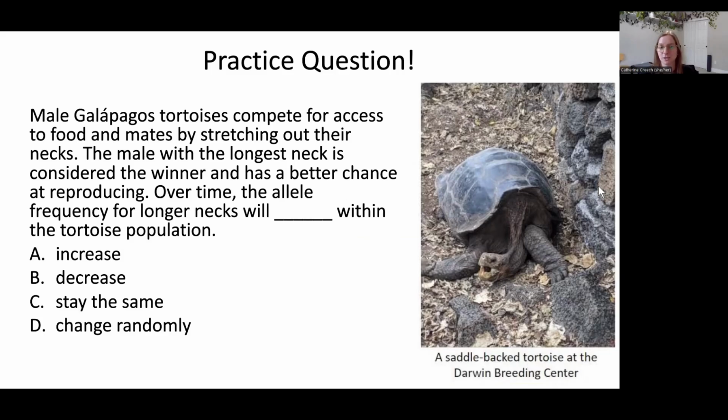Male Galapagos tortoises compete for access to food and mates by stretching out their necks. The male with the longest neck is considered the winner, and he has a better chance of reproducing. Over time, the allele frequency for longer necks will increase within the tortoise population. It is being selected for, it is a benefit.